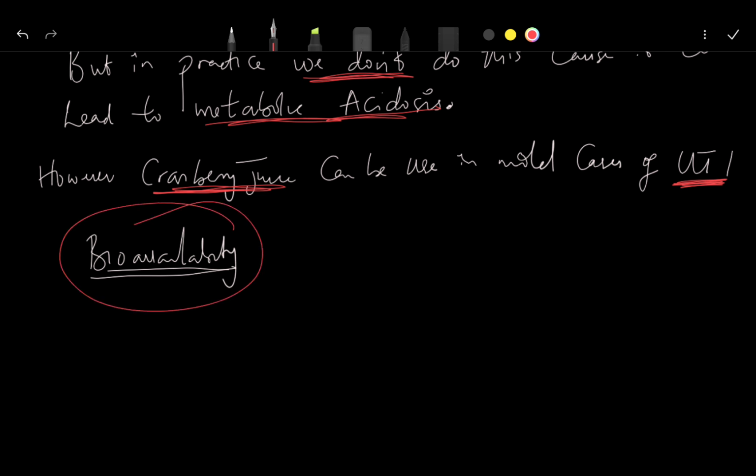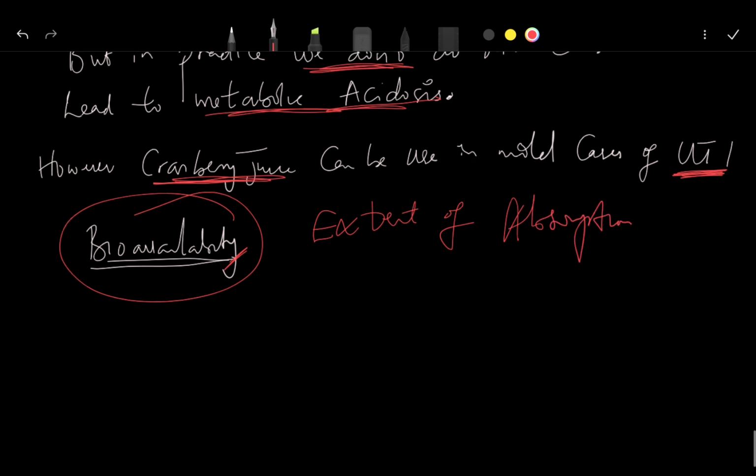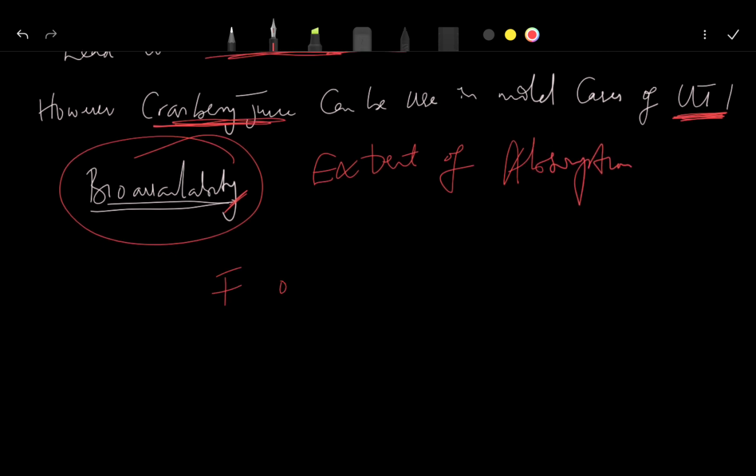Then to end, I will just give you a definition of bioavailability. Bioavailability is the fraction of the drug that gets to the systemic circulation unchanged. The fraction of the drug that gets to the systemic circulation unchanged. Okay, this one refers to the extent of absorption.